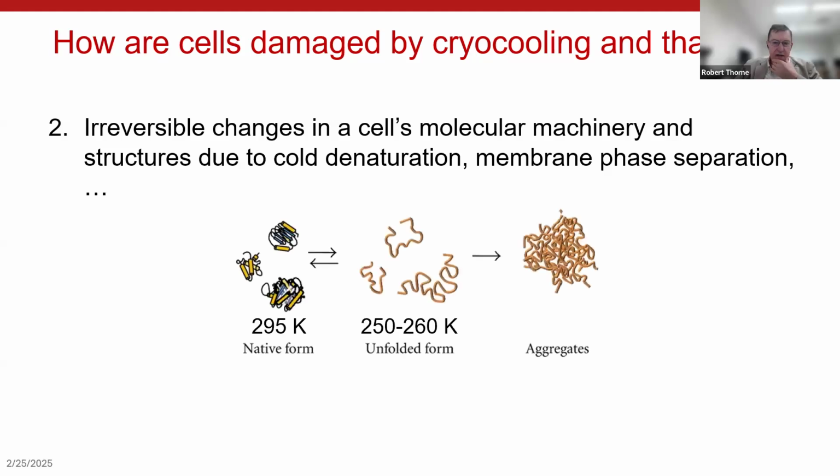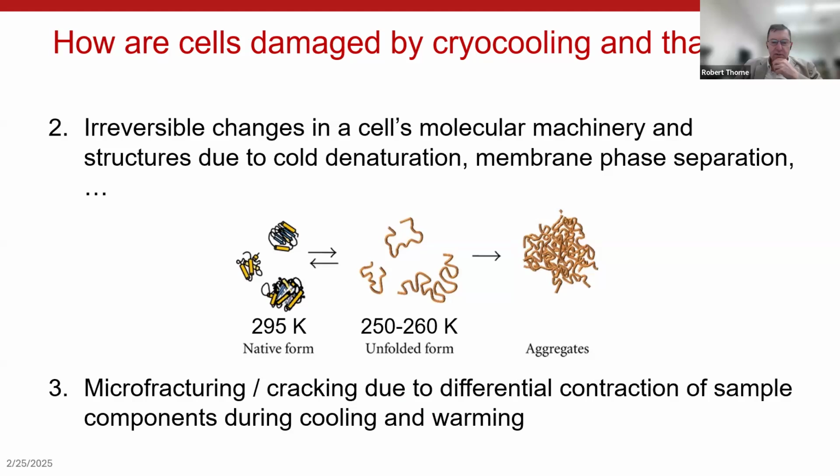And this is just showing you a protein in its native form at room temperature. And then as you get down somewhat below the freezing point of water, they'll typically unfold. And then those unfolded or partially unfolded proteins can form aggregates that can be irreversible. And another problem that occurs, more of a problem when you're cooling big things, but can still occur in small ones, is that you can have microfracturing or cracking due to differential contraction of the sample's components and also of the sample relative to the support it's on during cooling and warming.